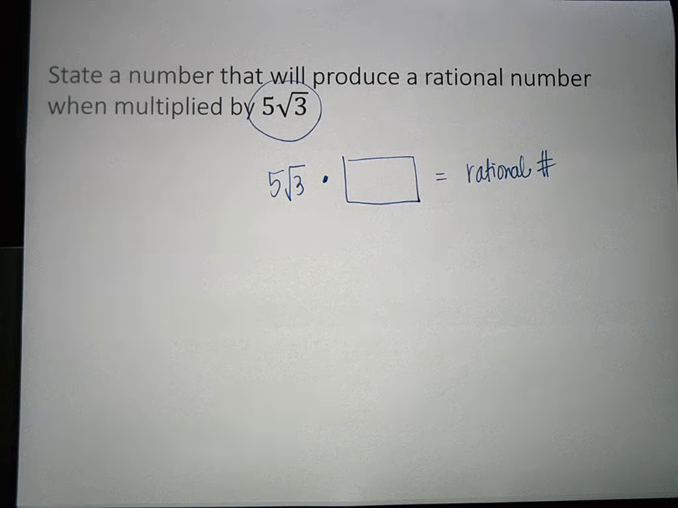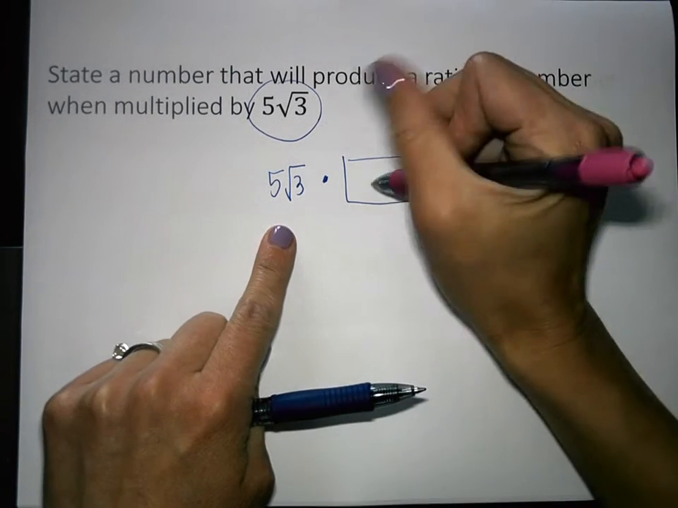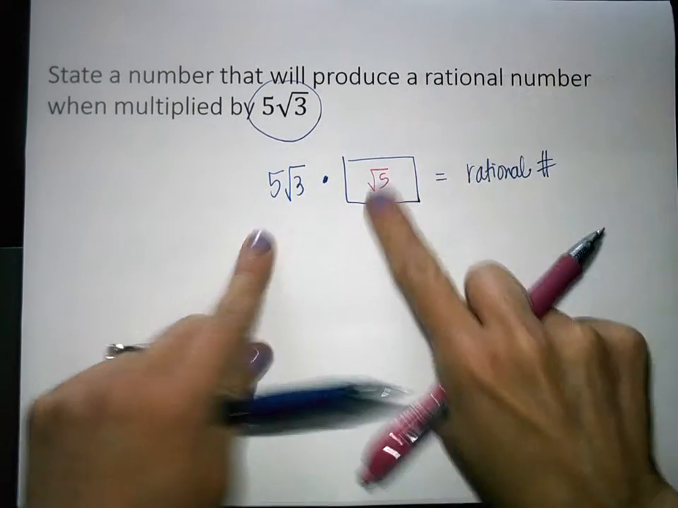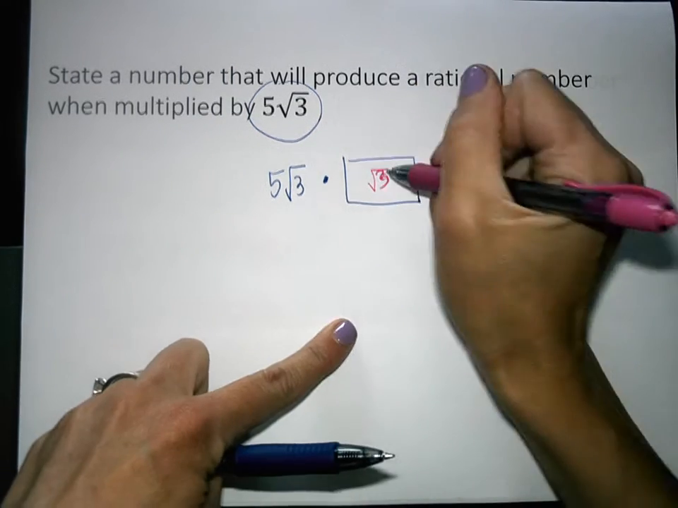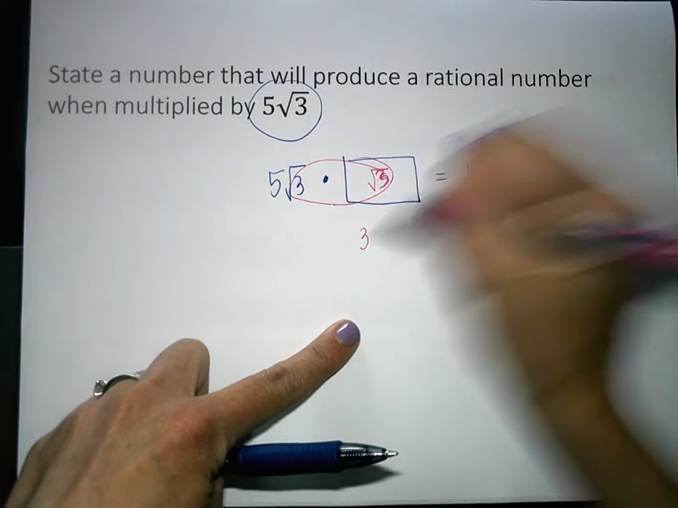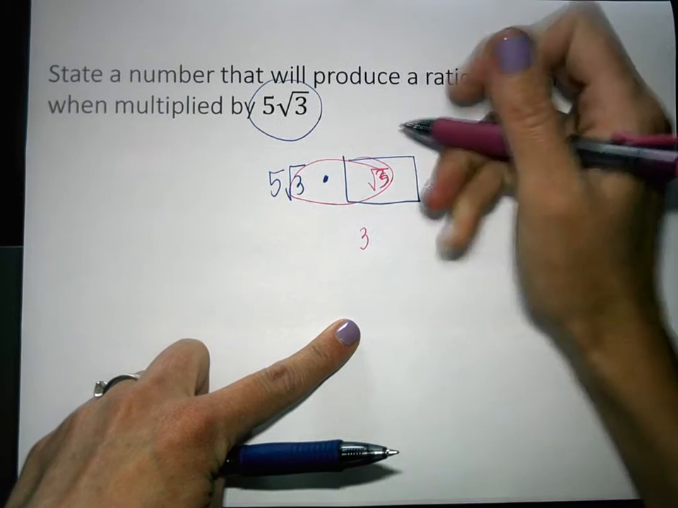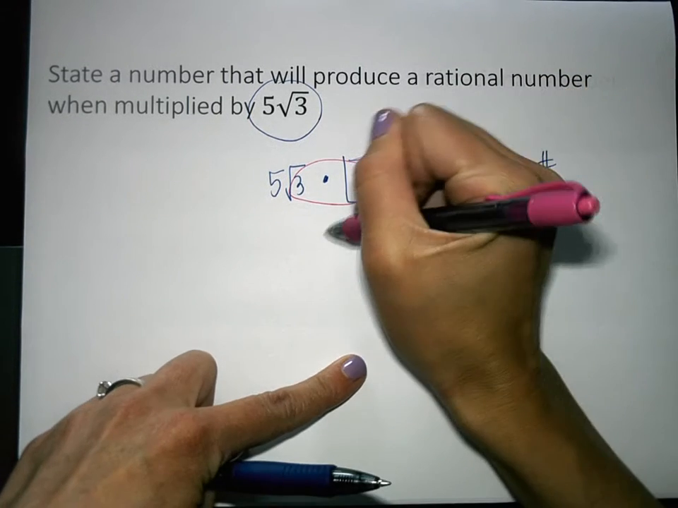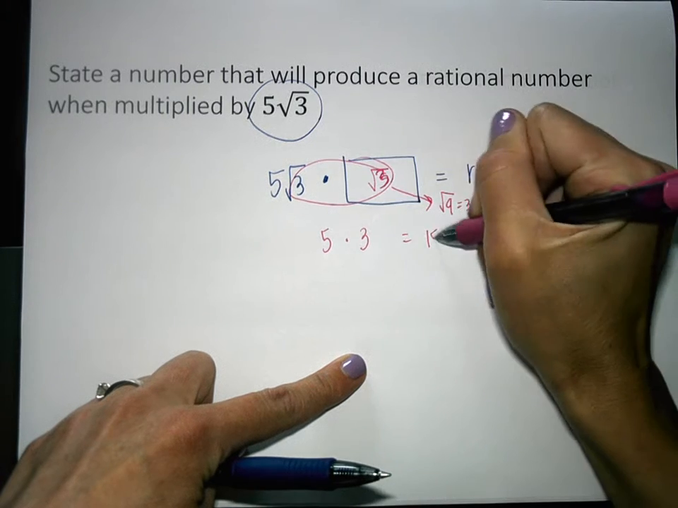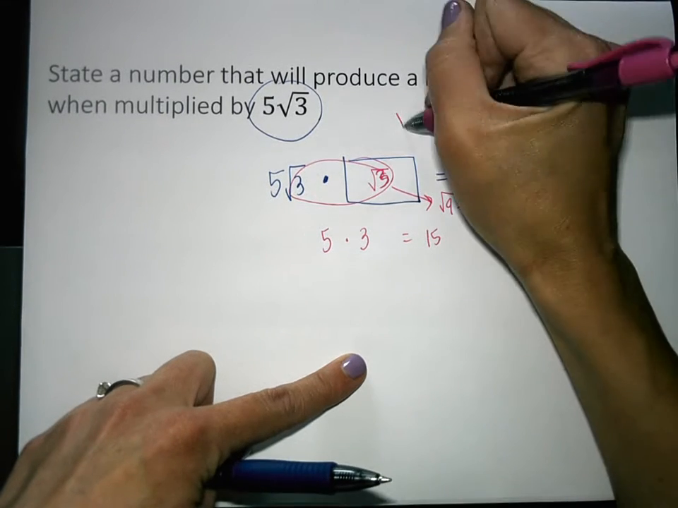Okay, so your answer should have some sort of root 3 in it because I need a root 3 in order to make a pair of 3's, which then makes 3. Because root 3 times root 3 is root 9, which is 3. And so 3 times 5 ends up giving me an answer of 15. So one possible answer is root 3.